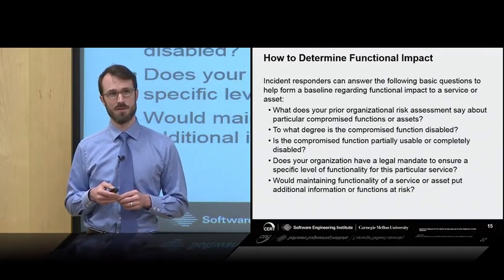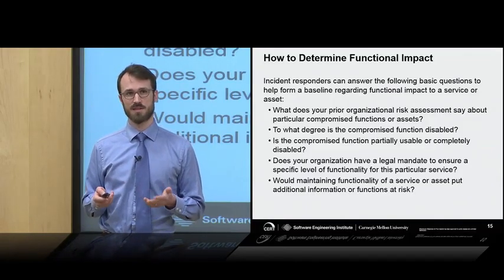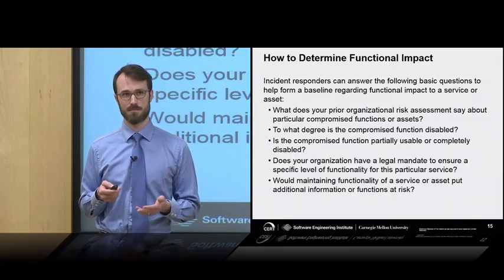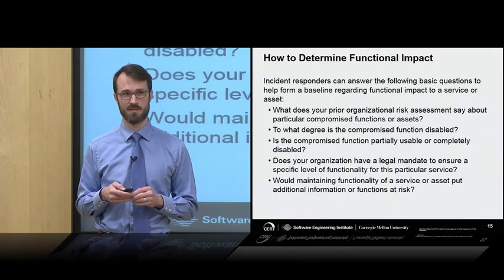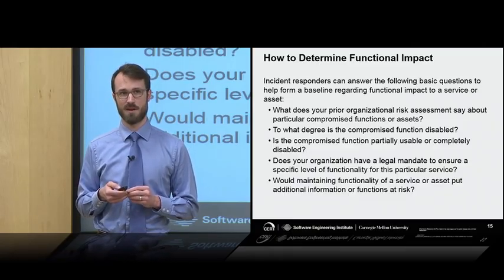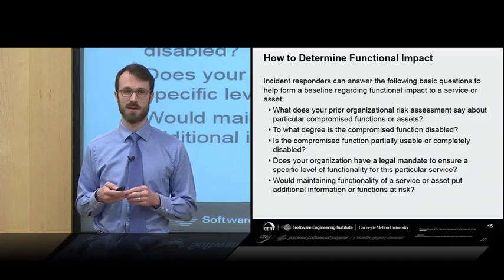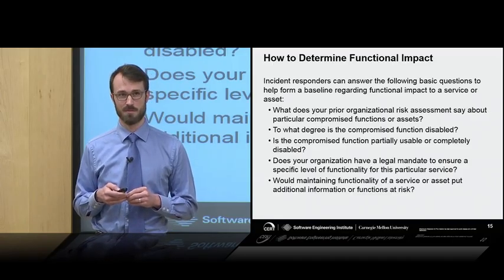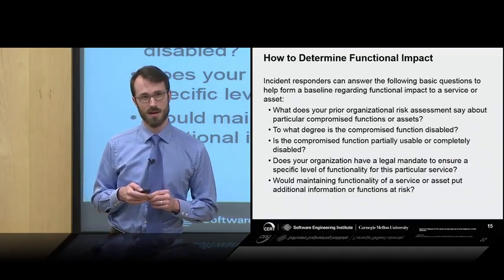So how do you determine functional impact? So what does your prior organization's risk assessment say about particular compromised functions of assets? This goes back to the importance of having the plan. If you don't have that plan, you're at a big disadvantage, because learning about your organization's functions and processes during an incident is really, really difficult. So in short, have that plan, be able to look at that plan.